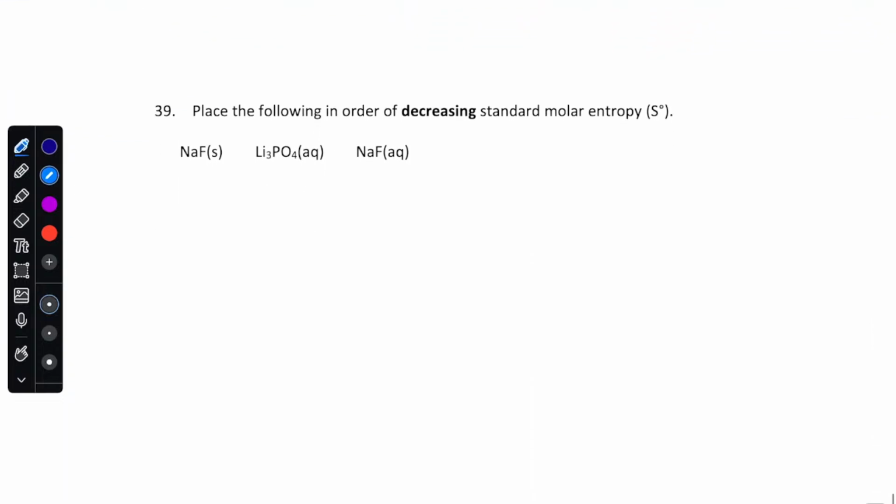Okay. 39. Place the following in order of decreasing standard molar entropy. There's an error in this question too, and that's this part. Standard molar entropy applies to pure substances in their standard states. You can't have a standard molar entropy for aqueous solutions of things. So really, this should not read standard molar entropy. Let's just call it entropy of 1 mole of that stuff.